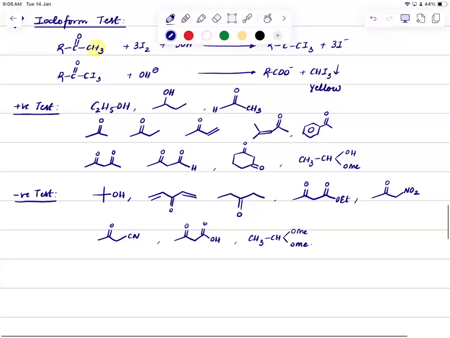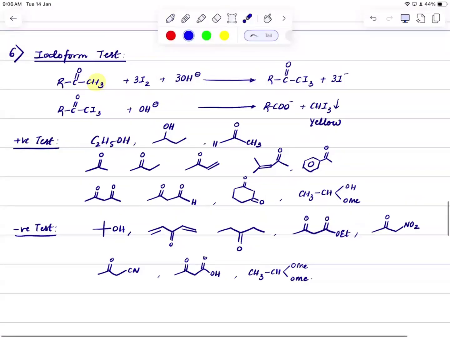Next, I'm sure all of you have the idea that iodoform is about making this yellow color precipitate. Sometimes the question might use the language haloform test. In that case, you are only checking whatever halogen is forming here. It does not necessarily have to be iodine only. It could be chlorine or bromine, but the reaction is the same.